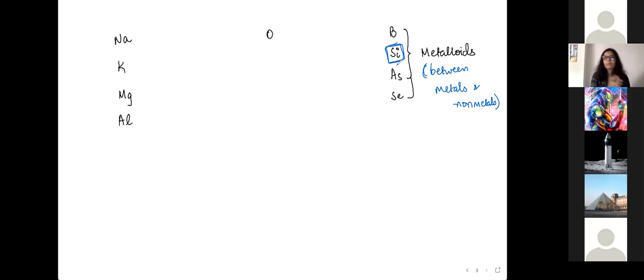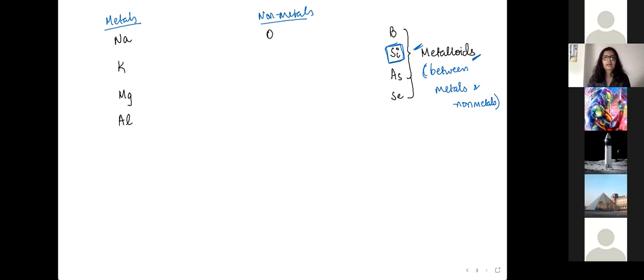They share some properties with metals, some properties with non-metals. In different situations, they sometimes behave like metals, sometimes like non-metals. So they are classified as something called metalloids, between metals and non-metals. But this chapter will be focusing mainly only on metals and non-metals.